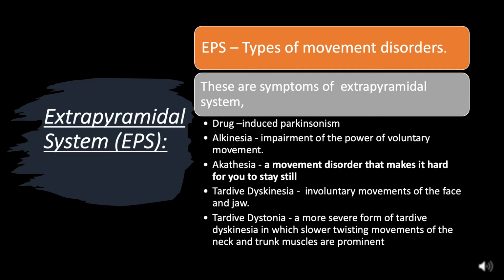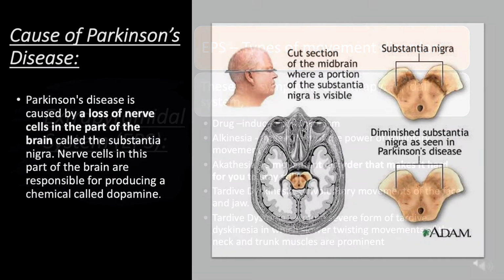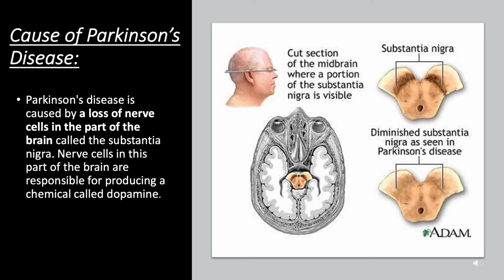Tardive dyskinesia is involuntary movements of the face and jaw. Tardive dystonia is a more severe form of tardive dyskinesia in which slower twisting movements of the neck and trunk muscles are prominent. Cause of Parkinson's disease.